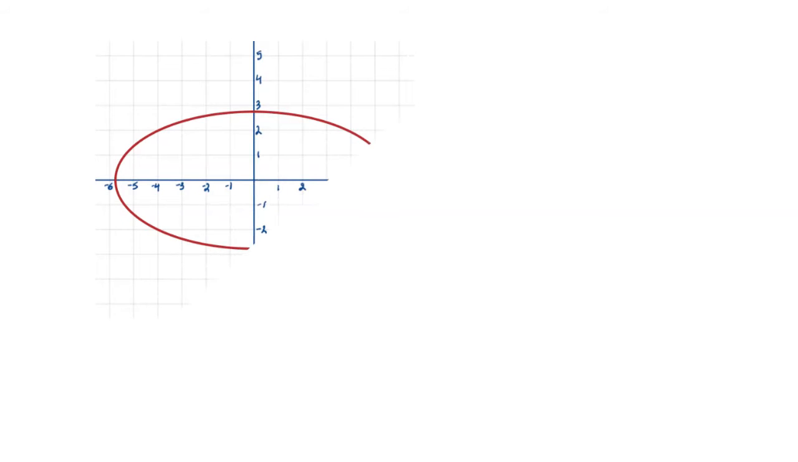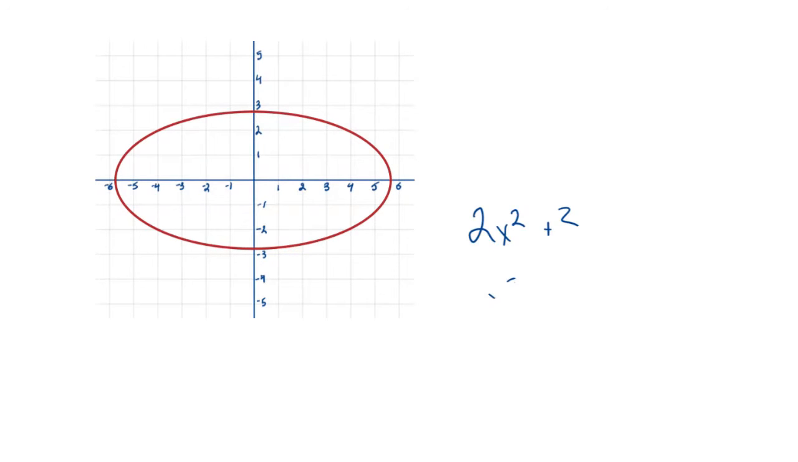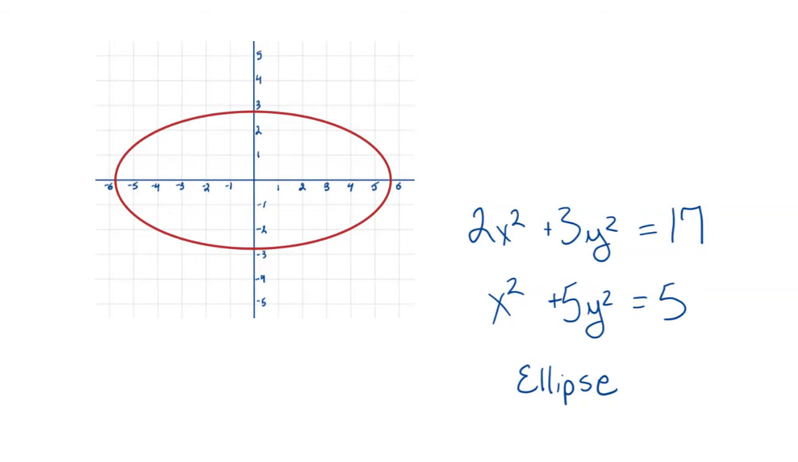Now let's look at an ellipse. Note the difference between the circle and the ellipse. Both of the circle and the ellipse, the x and the y variables, are squared in all of those equations. However, with the ellipse, the coefficient for the x and the y are not equal.